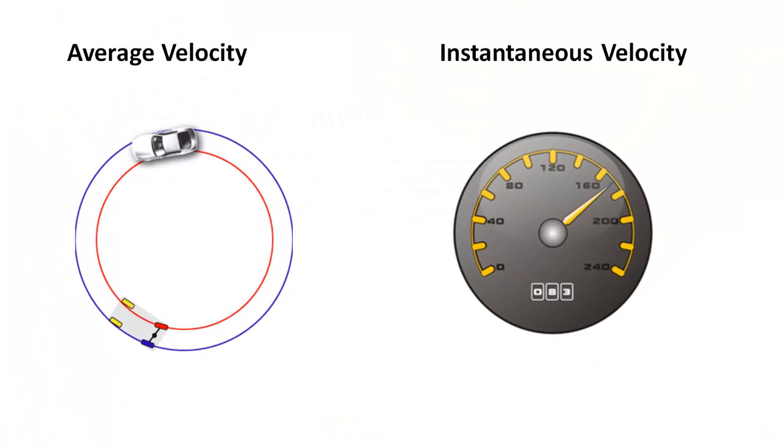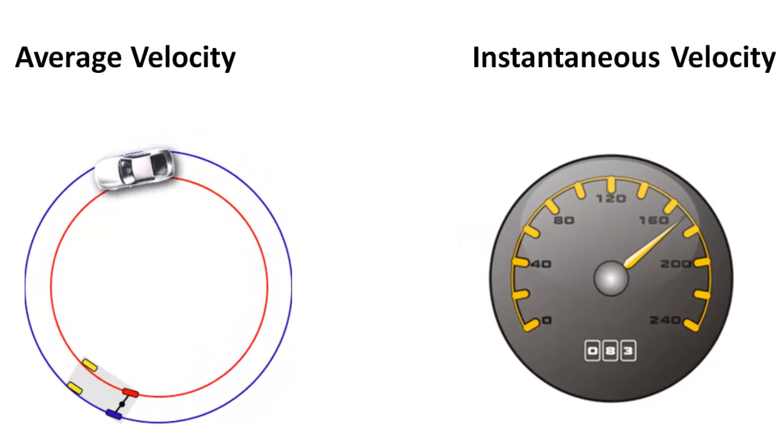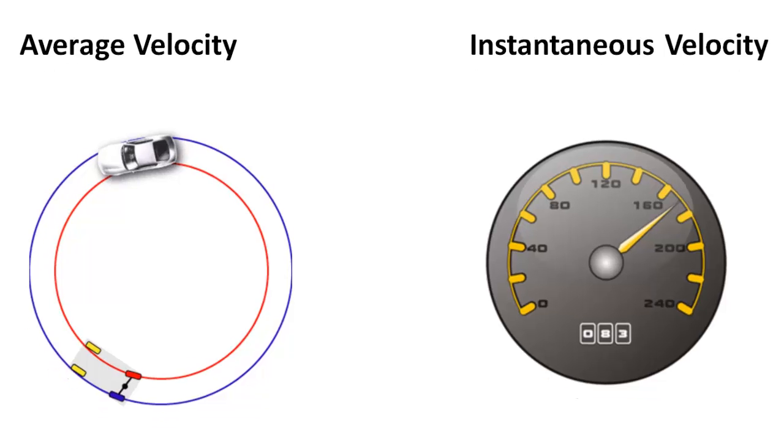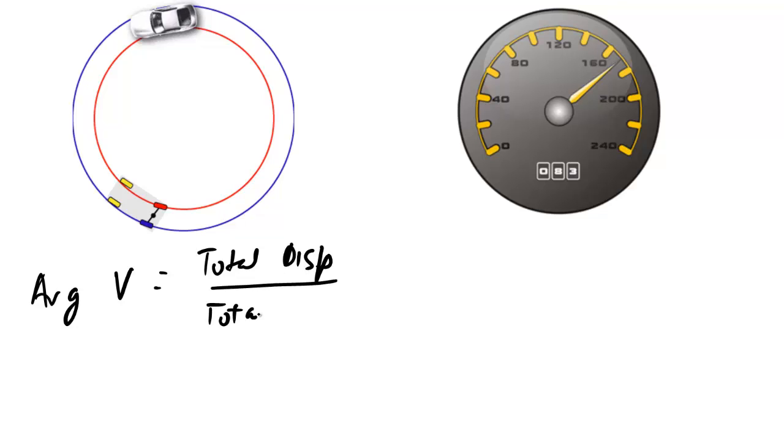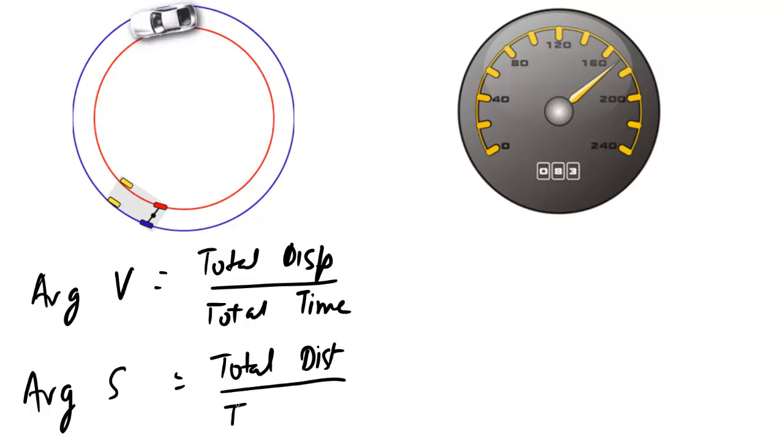Alright, one more division. So again, speed and velocity both can be of two different types, that is average velocity, instantaneous velocity, and average speed and instantaneous speed. Now let's see what are they. Now again, let's go through the definition first. Average velocity is defined as total displacement over total time taken, and similarly average speed would be total distance over total time.